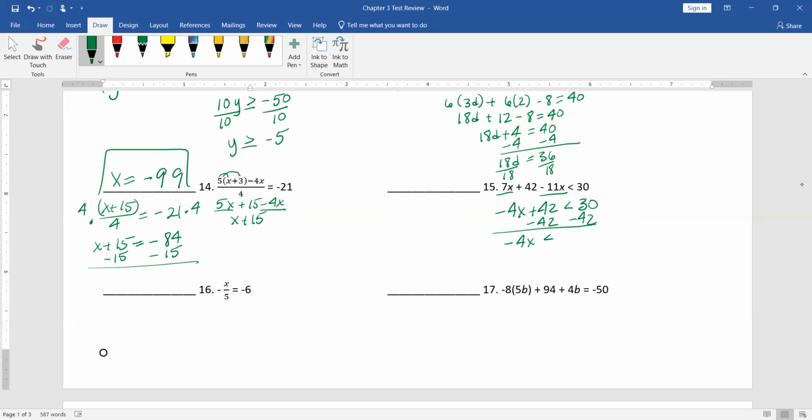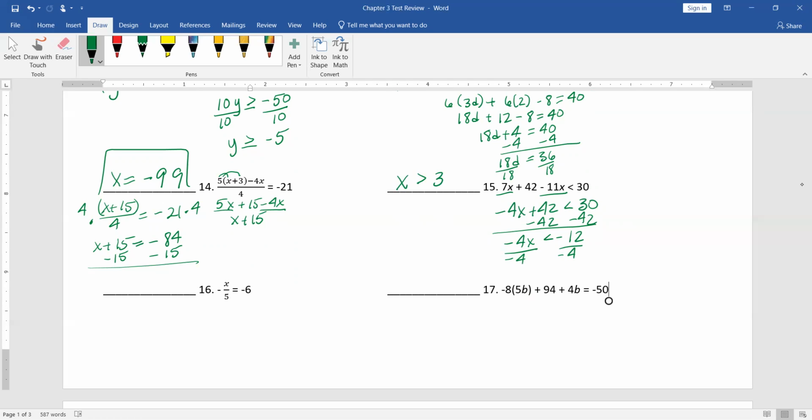We are adding unlike signs, so 42 take away 30 is 12, and the 42 has the greater absolute value, so that is your negative. Okay, now we are dividing both sides by negative 4. Now in this case, do we need to reverse our inequality sign? Yes, we do. We are dividing by a negative number. So when you reverse it, x must be greater than negative 12 divided by negative 4 is a positive 3. So x must be greater than 3.